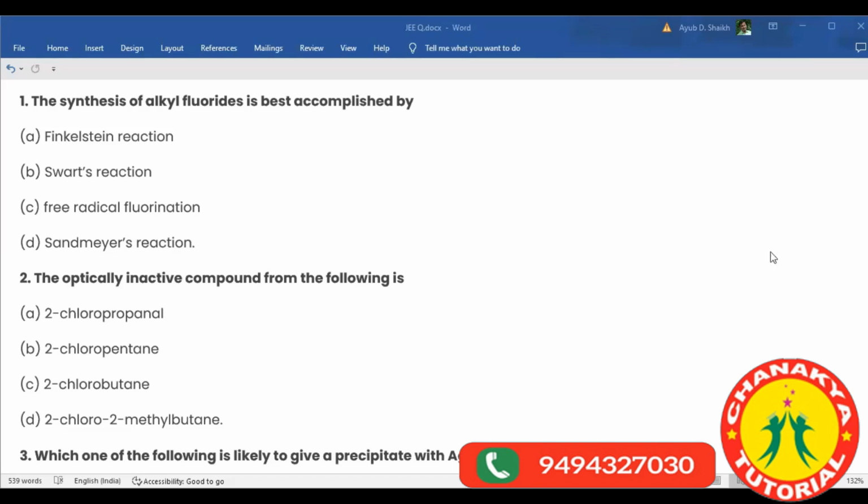Try to solve this. Any one of you who would like to read the question? Come on, speak up. Chandana, will you please read the question loudly? The synthesis of alkyl fluorides is best accomplished by. Ma'am, it's option B, Schwartz reaction. Schwartz reaction. I have already explained it to you, right?